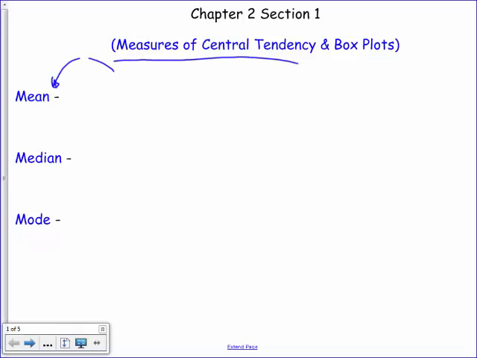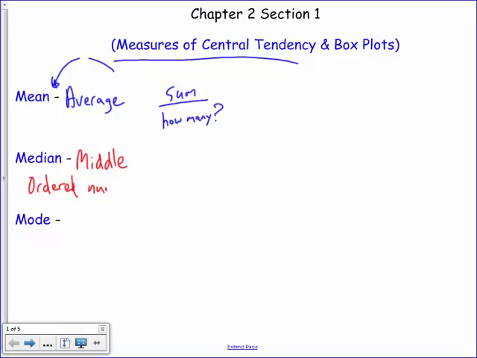So our mean, remember our mean, that's just really our main average, where we add up, we get the sum of all the data, and we divide by how many there are. So we should be familiar with that. Median, we always want to think middle. It's the data that's right in the middle. And remember, our data has to be ordered numerically in order to find the middle.